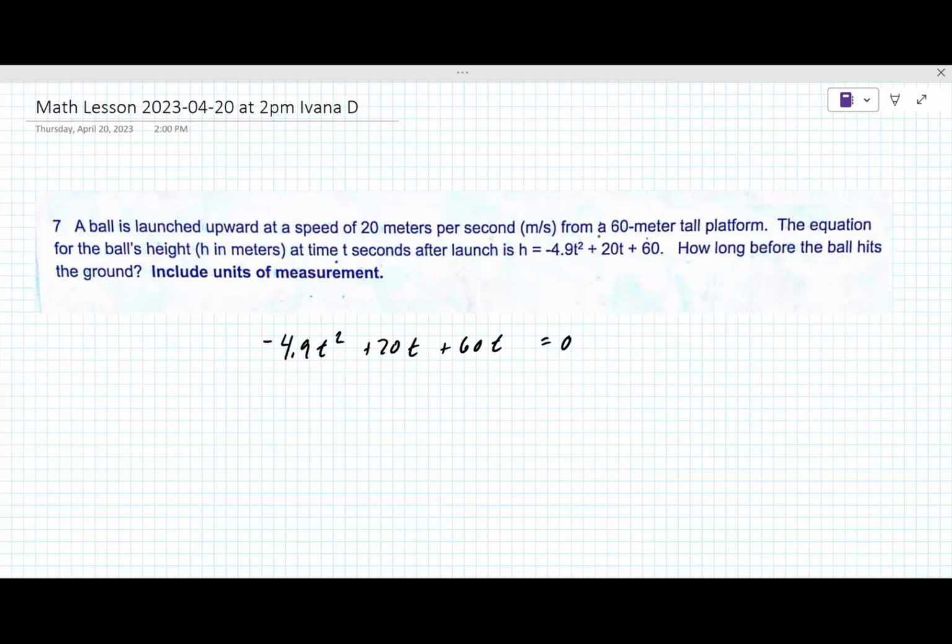And if we can, we'd like to factor it. This one does not factor well, so we do have to use the quadratic formula for that. So can you give me the values of A, B, and C in the quadratic formula? A is negative 4.9, B is 20, and C is 60.